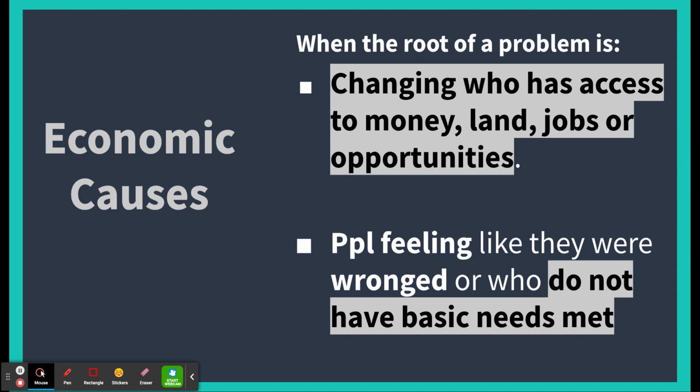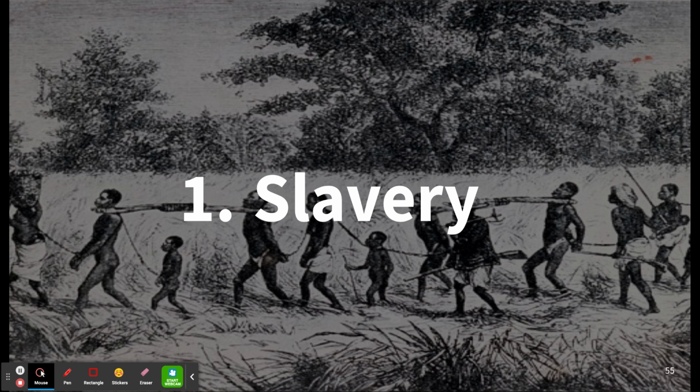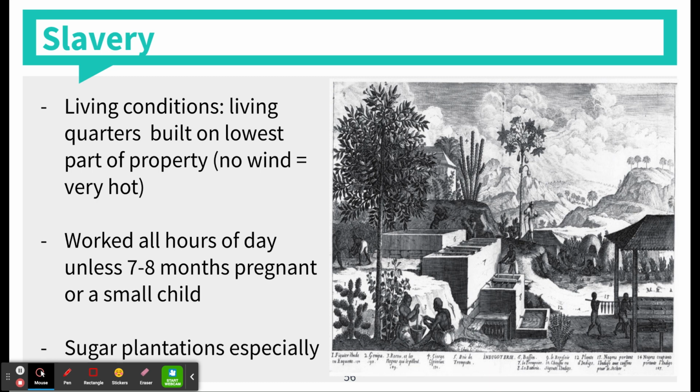So let's look at some social and economic causes of the Haitian Revolution. The first one is slavery, and I would jot this down. And again, you don't need to write everything here. Some of this might be pretty similar to what you've studied in the past about slavery here in the United States. As you can imagine, using your schema, the living conditions were terrible.